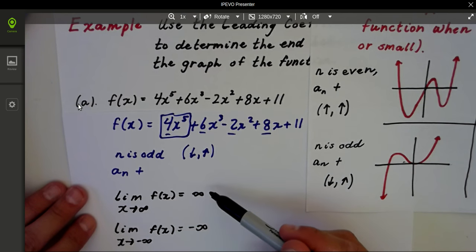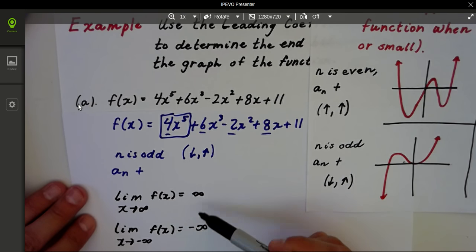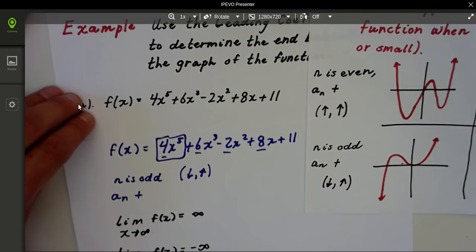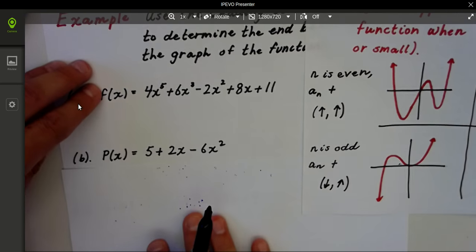Okay? So the end behavior is down, up. And in limit notation, it's here. Okay, so notice how when you go to negative infinity, it's down, going to negative infinity, and up when x goes to positive infinity. So that's the first one. Now let's go ahead and look at the second one here.